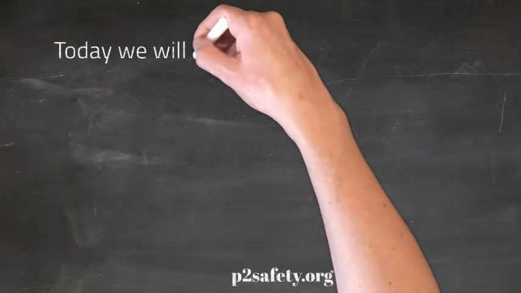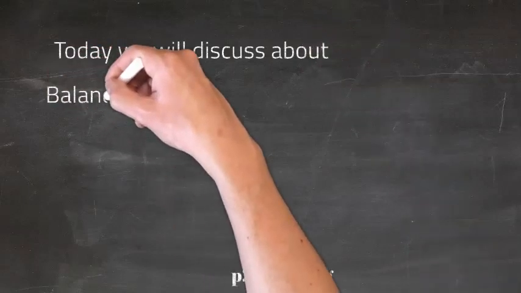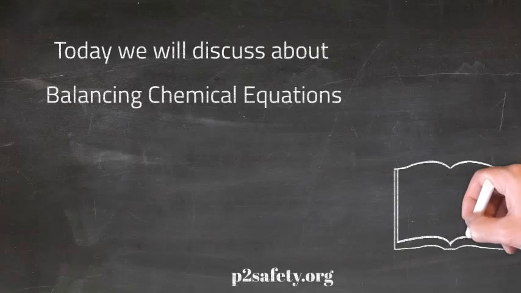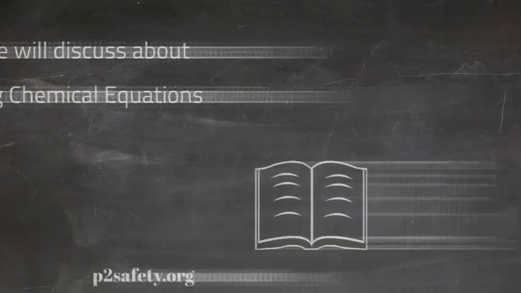Today we will discuss balancing chemical equations. We all know that a balanced equation is a chemical equation in which mass is conserved and there are equal numbers of atoms of each element on both sides of the equation.